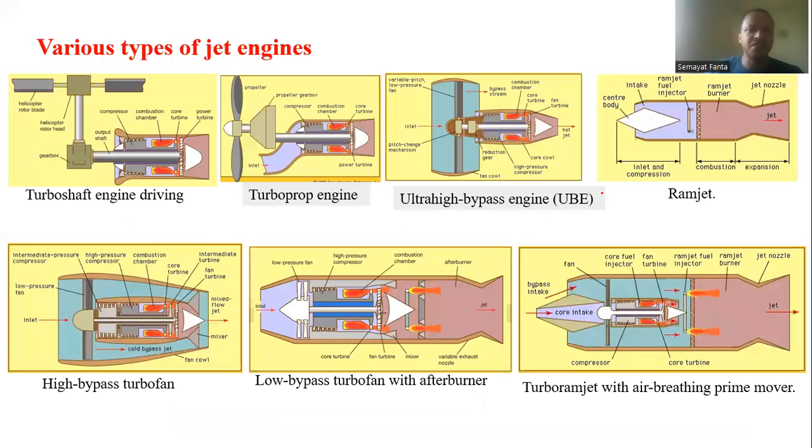These are various types of jet engines. We have the turboshaft, which is useful for helicopters. We have the turboprop, which is useful for light aircraft. We have ultra-bypass engines, ramjet engines, high-bypass turbofans, low-bypass turbofans, and turbojets with an air-breathing prime mover. So these are various types of jet engines in application.